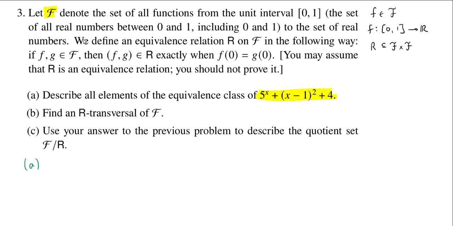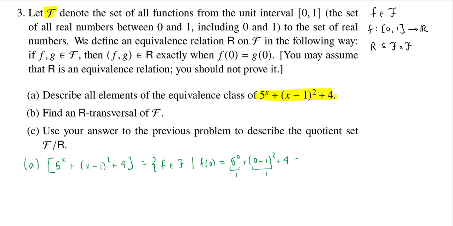So the equivalence class, and I'll use the square brackets for that, of 5 to the x plus the square of x minus 1 plus 4 is going to equal the set of all functions in F such that f of 0 is the same as this function at 0. So this is going to be 5 to the 0 plus (0 minus 1) squared plus 4, and we can simplify this. 5 to the 0 is 1. 0 minus 1 is negative 1. Square it, that's also 1. 1 plus 1 plus 4 is 6.